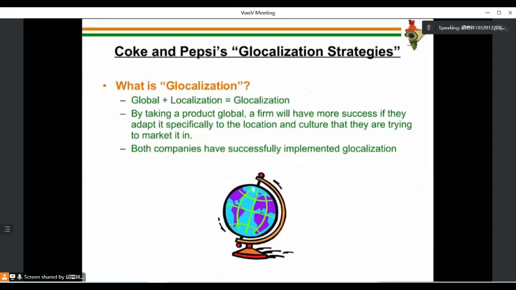So Coca-Cola and Pepsi have their own globalization strategy. So this word, globalization, I really like these creative words. It is a vocabulary mixed from the words global and localization. So they come up with globalization, just like Samsung. And by taking a product global, a firm will have more success if they are able to adapt it specifically to the location and also the culture that they are trying to market it in. So both companies did this strategy and they did quite well.